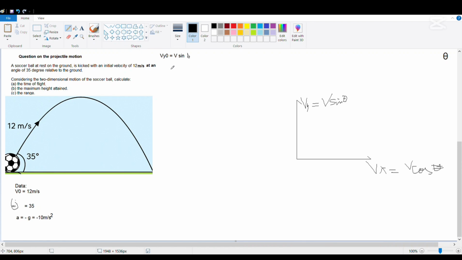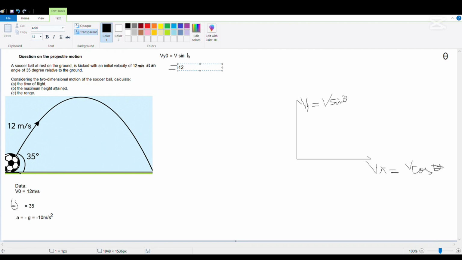Now, V sine theta, we know the same. We know what V we have got here, which is the initial velocity, V is equal to 12 meters per second. So I just put the value of 12 meters per second times sine, and the theta value we have got is 35. Very easy thing, you just need to start using a calculator. Just put the value of sine 35, which I am doing at the moment, and that gives me sine 35 is equal to 0.57, and times 12 will be roughly 6.88.